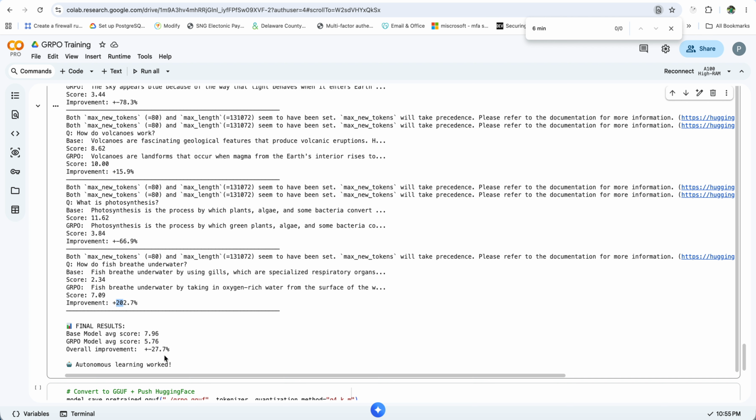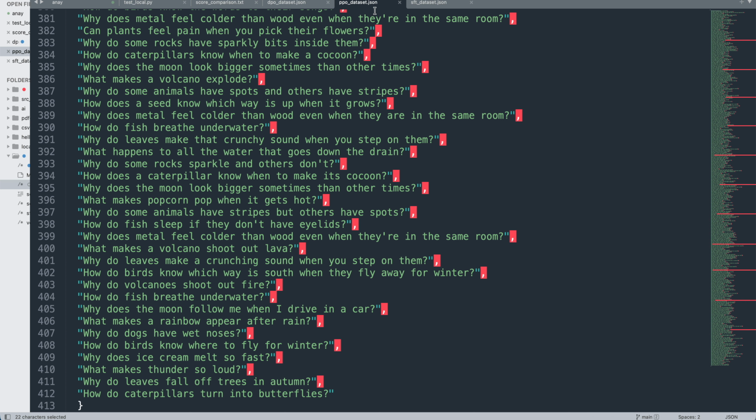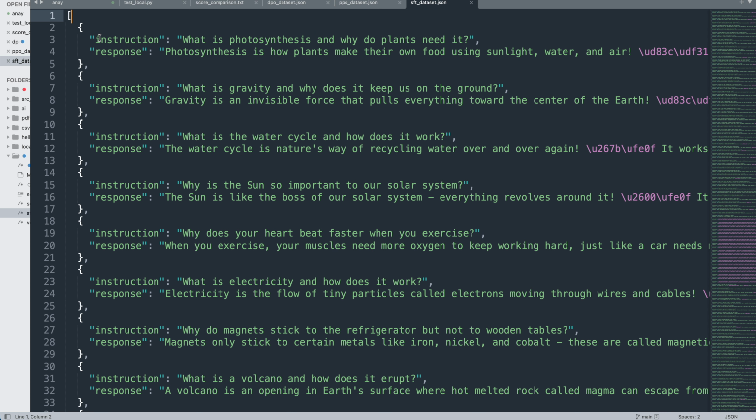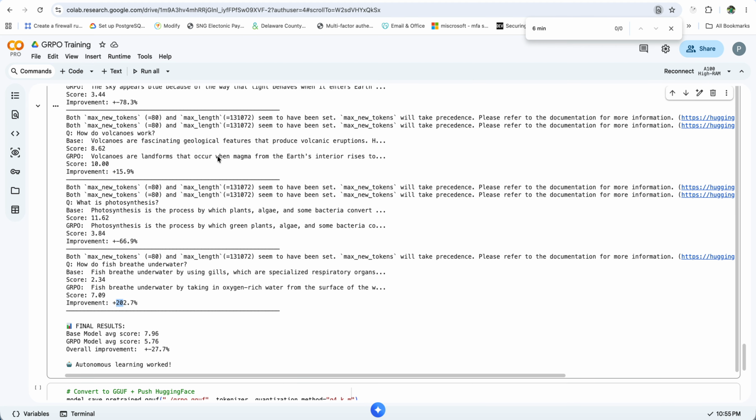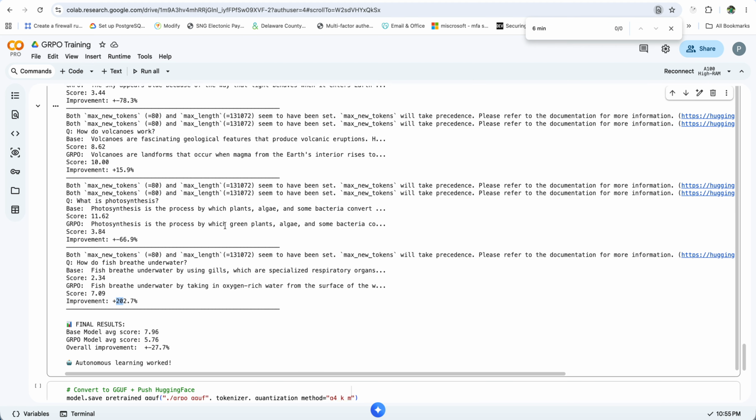Once you have created the DPO dataset and the questions, GRPO will automatically learn from your DPO dataset. You don't have to give any answers, like how we were doing in SFT, supervised fine tuning, where we were giving the questions and the answers. I'll show you in the SFT dataset: we were giving the instructions and the response directly. Now here we are not giving any response. It is created automatically at runtime.